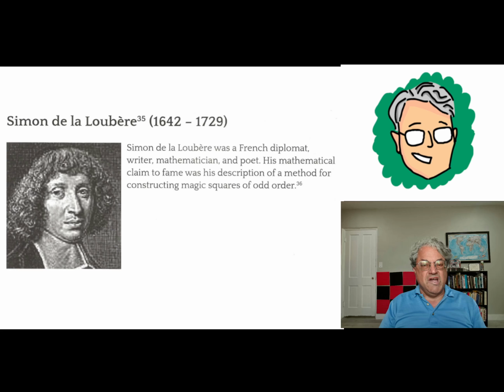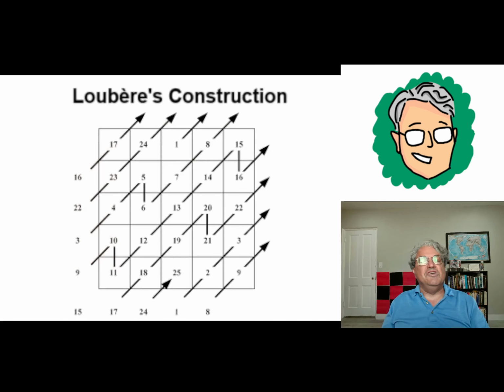The order has to be odd. It can't be even. This construction doesn't work for magic squares of even order, for instance, order 4, 6, or 8. For those, you have to do something a little more complicated. But at least for all the odd orders, like 3, 5, 7, and so on, his construction works. And it's actually a very simple construction. I'll show you how it works. Here's an example for a 5 by 5 magic square.